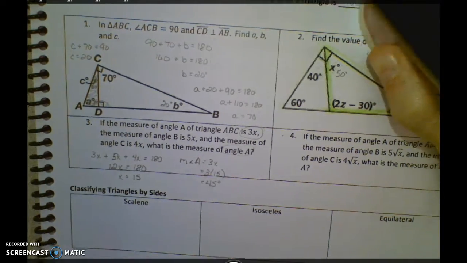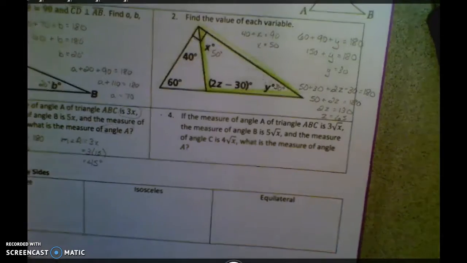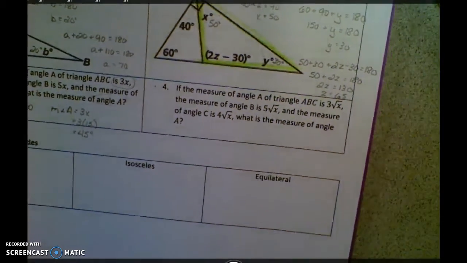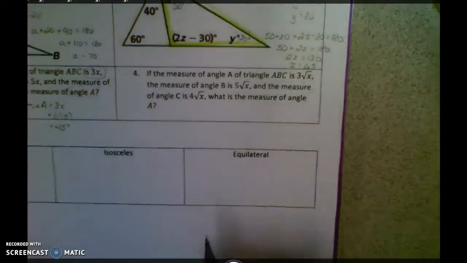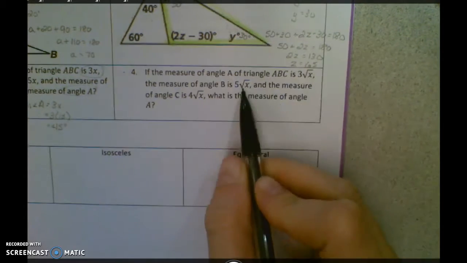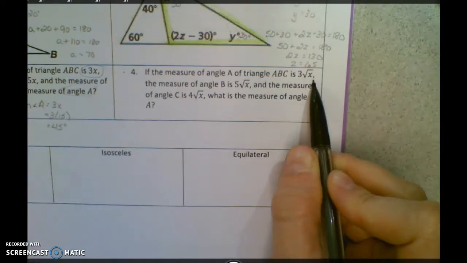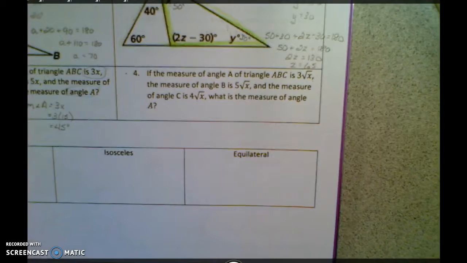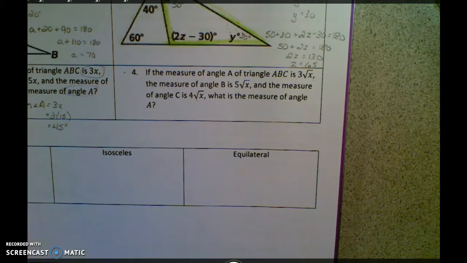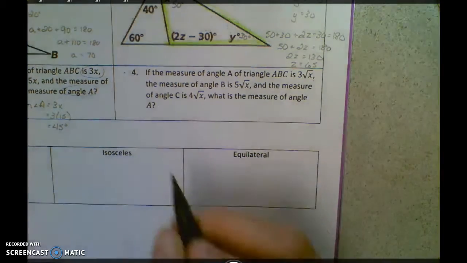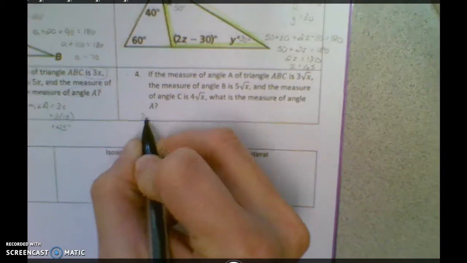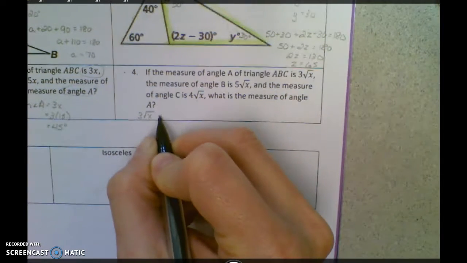Number 4 is pretty darn similar to it. The only difference is the type of terms that we're looking at. Instead of saying 3x, 5x, and 4x, it is 3 root x's, and then 5 root x's, and then 4 root x's. But we're still going to find the measure of angle A, and those still were in a triangle. The measures of the angles in a triangle will add up to 180 degrees.